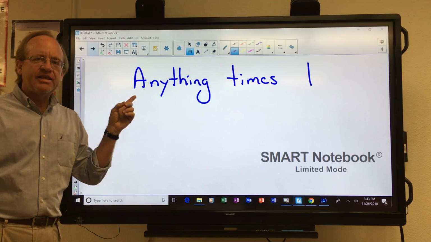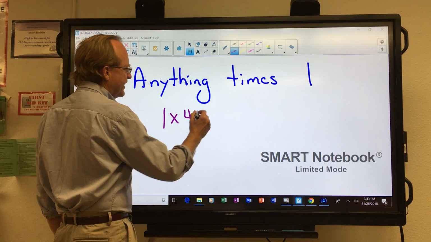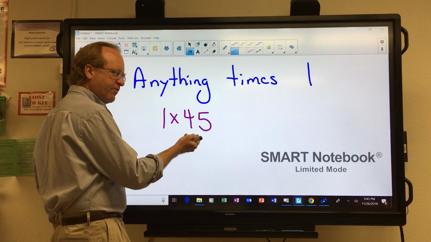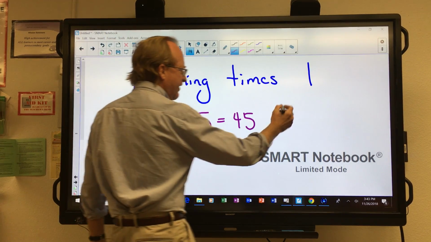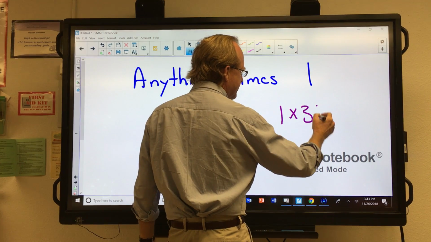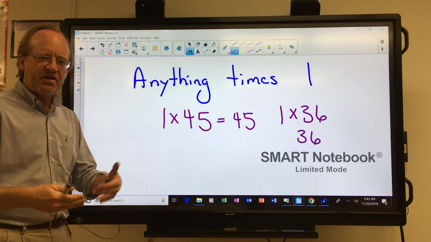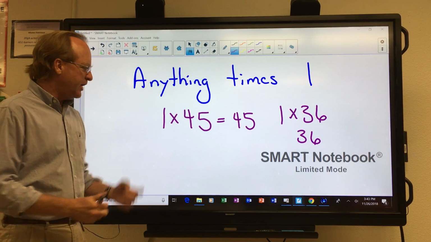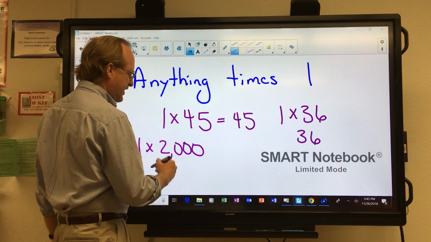Let's talk about the anything times 1 rule. If you multiply anything times 1, let's say I'm multiplying 45 times 1, equals 45. If I multiply 1 times 36, it equals 36, etc., etc., etc. If you have 1 times anything, it's that number.